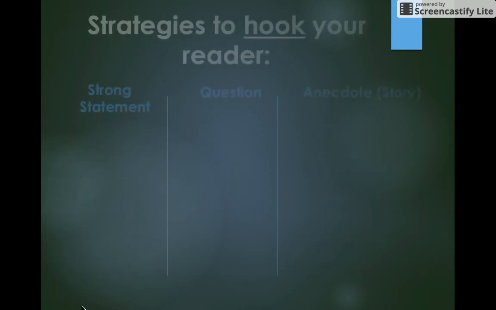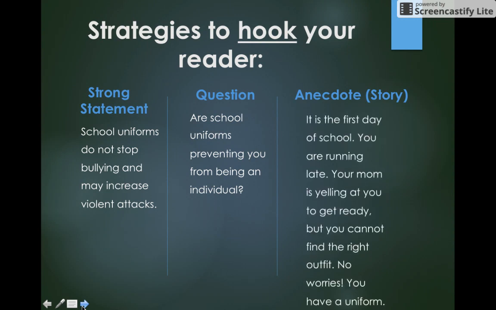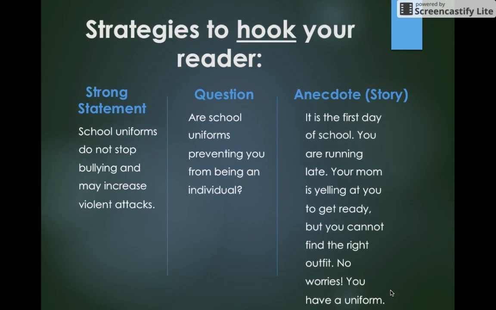There are a few more strategies you can use. One is a strong statement, such as, school uniforms do not stop bullying and may increase violent attacks. Or you could start it with a question. Are school uniforms preventing you from being an individual? Or finally, an anecdote, which is a big word for story. Here's an example. It's the first day of school. You're running late. Your mom is yelling at you to get ready, but you cannot find the right outfit. No worries, you have a uniform.